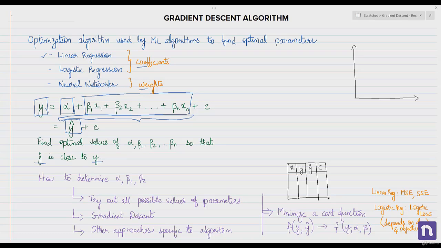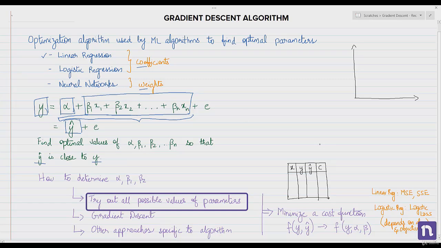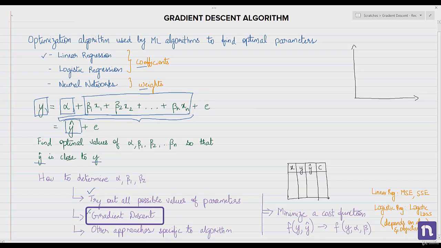A very crude way is to try out all possible values of the alpha and the beta parameters. For all possible values, we will predict the corresponding y hat values. Y hat is the predicted value. That is one approach. The second approach is a smarter approach, that is the gradient descent we will discuss now. Besides these, there are other approaches as well. But gradient descent is an algorithm that can be generalized to many other algorithms as well.